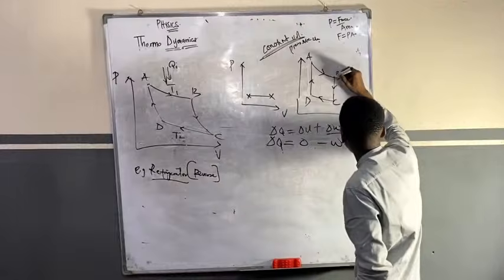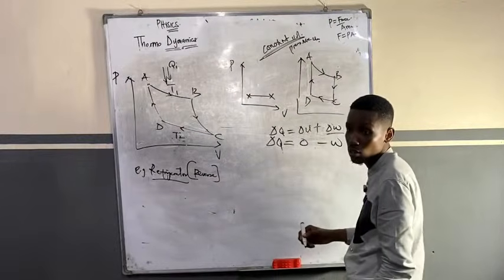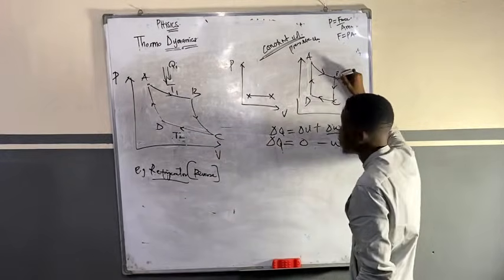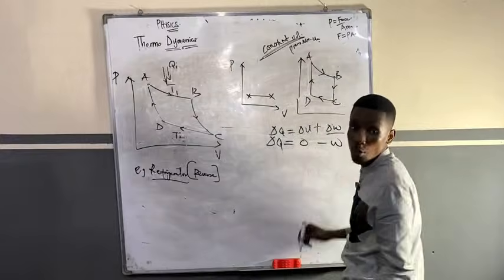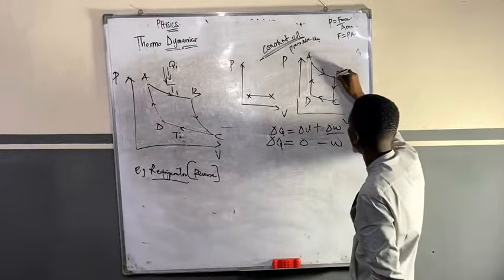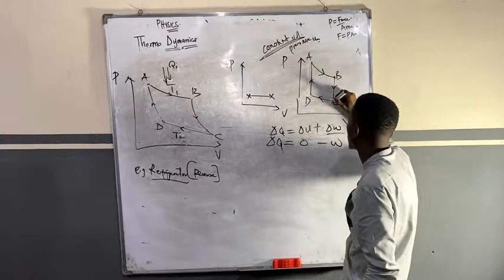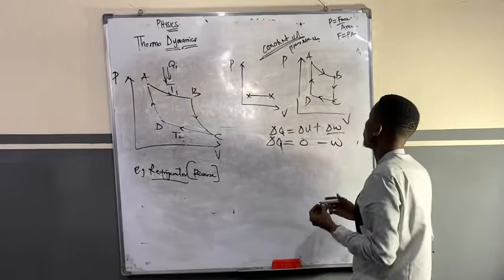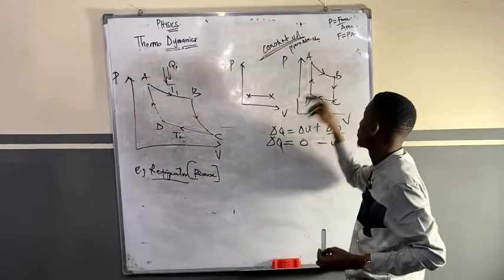Look now, for me to move from here to here, what has happened? There has been what? Pressure. Pressure is the y-axis now, P against V. So there is a change in pressure moving from here to here. But there is no change in what? Volume. So constant volume pressure changes for both of them.